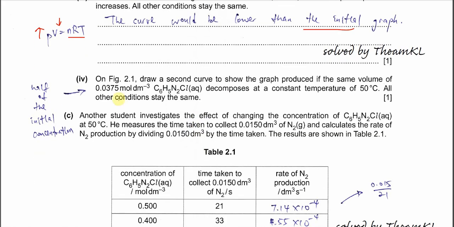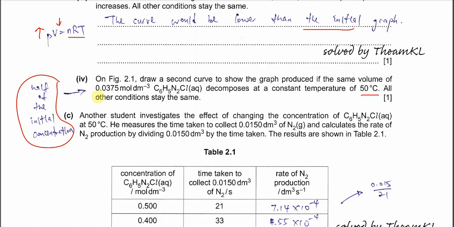For part 4, on the figure 2.1, draw a second curve to show the graph produced if the same volume of 0.375 mole per dm cube of benzene diazonium chloride decomposed at 50 degrees C. So now this concentration is half of the initial concentration. It's going to produce less. When it reaches 45 minutes, the volume of nitrogen that is produced must be halved, because at that time it has already decomposed.